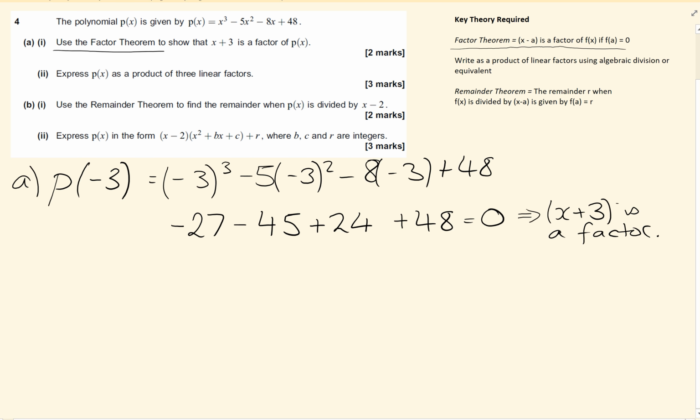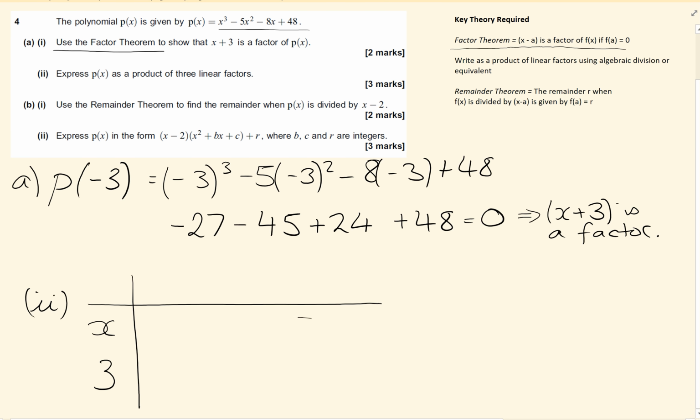For part 2, we're doing an algebraic division. Now the method which I would encourage you to use is the reverse of the grid method. So we all learnt the grid method in school, so we've got this idea to reverse it. So x plus 3, and we're dividing it into this thing. So this is what should be in our grid here. So what I want is an x cubed.